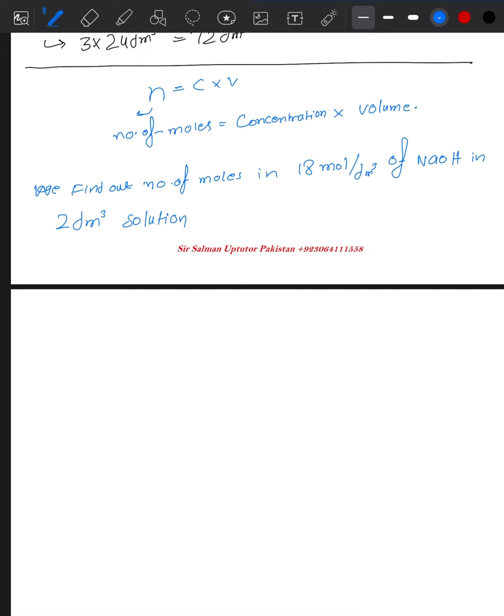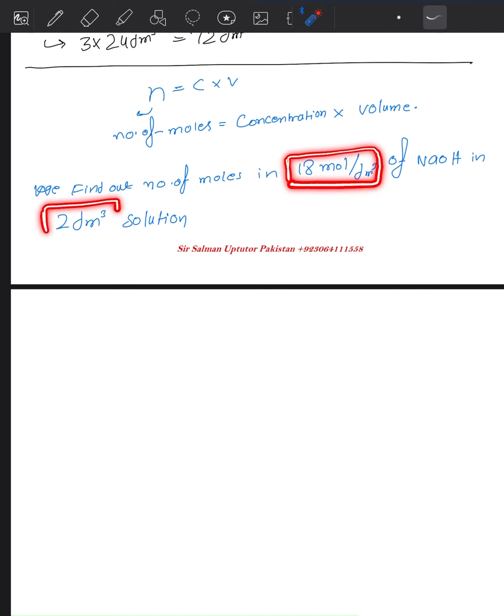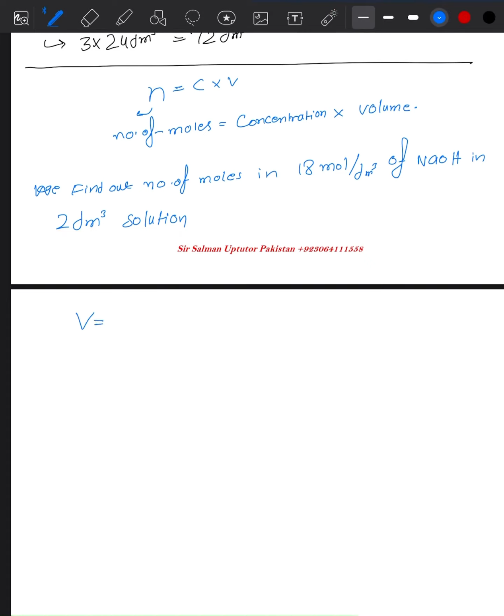So in this question there are two things given. First one is 18 mole per decimeter cube and the second one is 2 decimeter cube. The 2 decimeter cube is basically the volume because it has only decimeter cube. So decimeter cube is the unit of volume. So from this we can identify this is the volume. So V is 2 decimeter cube. And the other thing which is given in the question, 18 mole per decimeter cube, is actually the concentration.